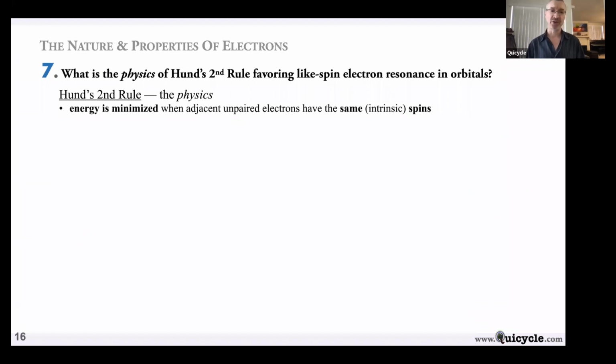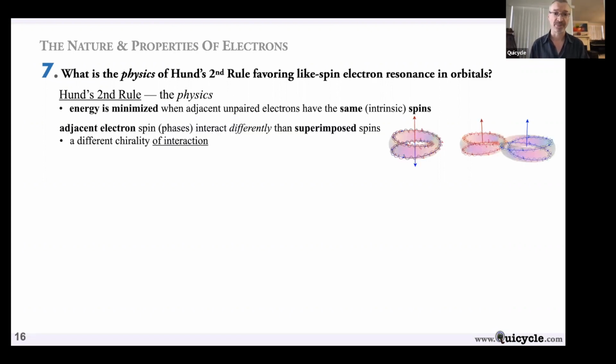Now, if we look at Hund's second rule, Hund's second rule says that when electrons are adjacent in an atomic orbital, they're going to have a minimum energy state when they have the same intrinsic spin. So why? What is the physics of the interaction that will generate that reality? So the first thing to understand is when you have adjacent electrons versus superimposed electrons, their chiralities, their spins are interacting differently in the geometry, whereas two superimposed spins might be co-rotating when they are superimposed. When you move them to adjacent, co-rotation may become counter-rotation. So the nature of the energetic interaction will be different.